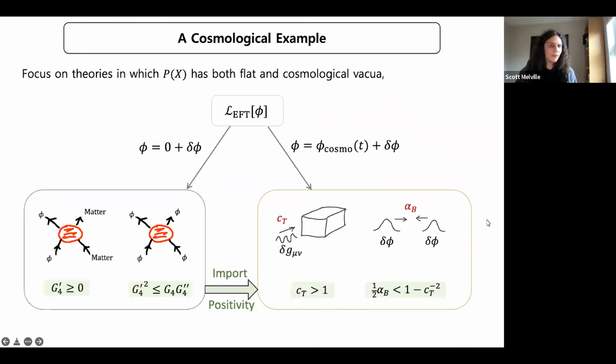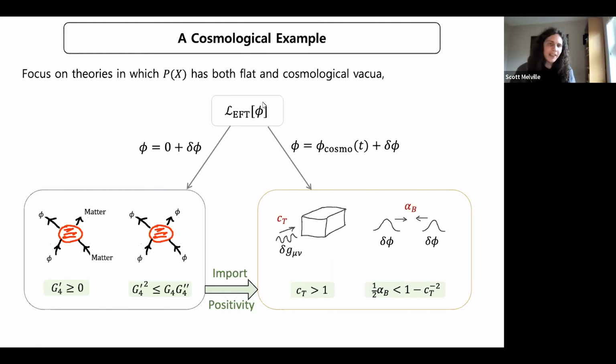Okay, good. So what are we going to do? The idea is to take this particular EFT of dark energy. That's our starting point. And we're going to focus on theories in which this P of X has a nice stable lambda CDM background, some cosmologically relevant background, but it also has a stable flat background. So it also has a background in which phi equals 0, about which we can expand.